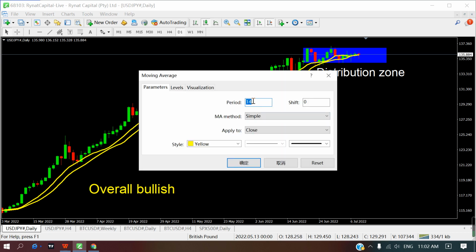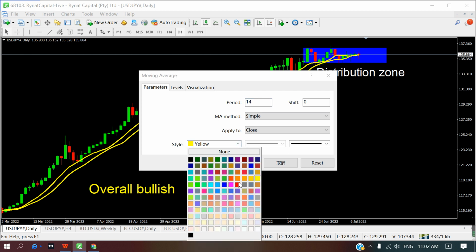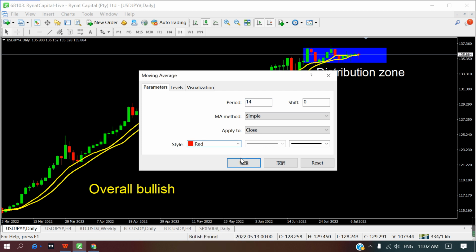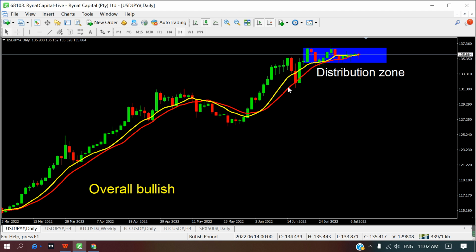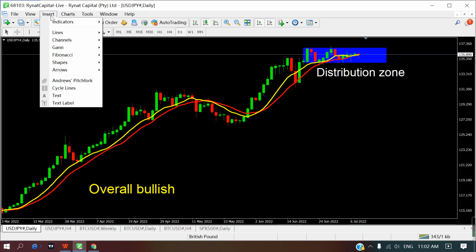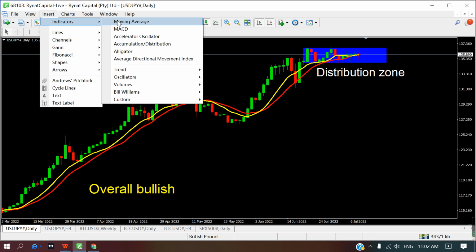Okay, now I just choose the 14 days, and I change to another color, red. All right. So we could say that the red line is the 14 days MA, and the yellow line is the 10 days MA. So this is how we change the length setting of the MA. How could we do it? Click Insert, Indicator, and Moving Average.